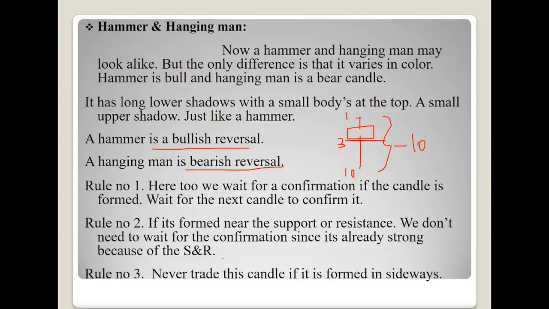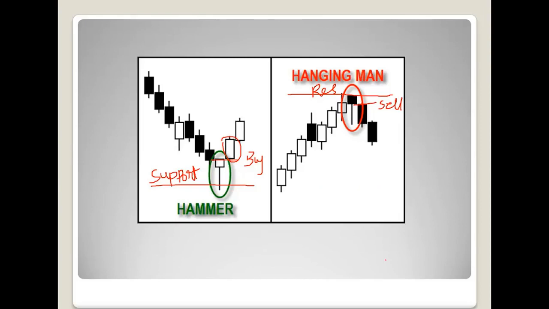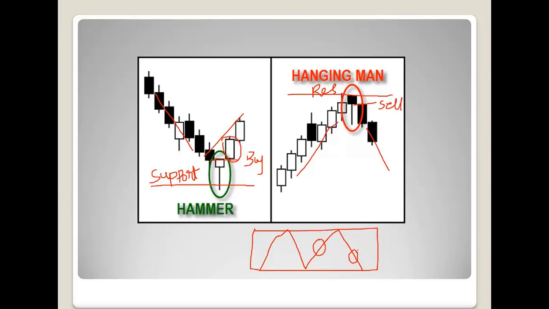And rule number 3 is, never trade this candle if it is formed in a sideways market. In spinning top, we had a rule that if it is formed in the middle of a sideways market, we don't go for a trade. But for a hammer and a hanging man, we never trade in a sideways market, because a hammer and a hanging man are basically used for trend reversals. It changes from a sell trend to a buy trend, and from a buy trend to a sell trend. If the market is going sideways, we don't use a hammer and a hanging man, even if it is formed over here or here. It doesn't work, probably because the market is in a consolidation level.